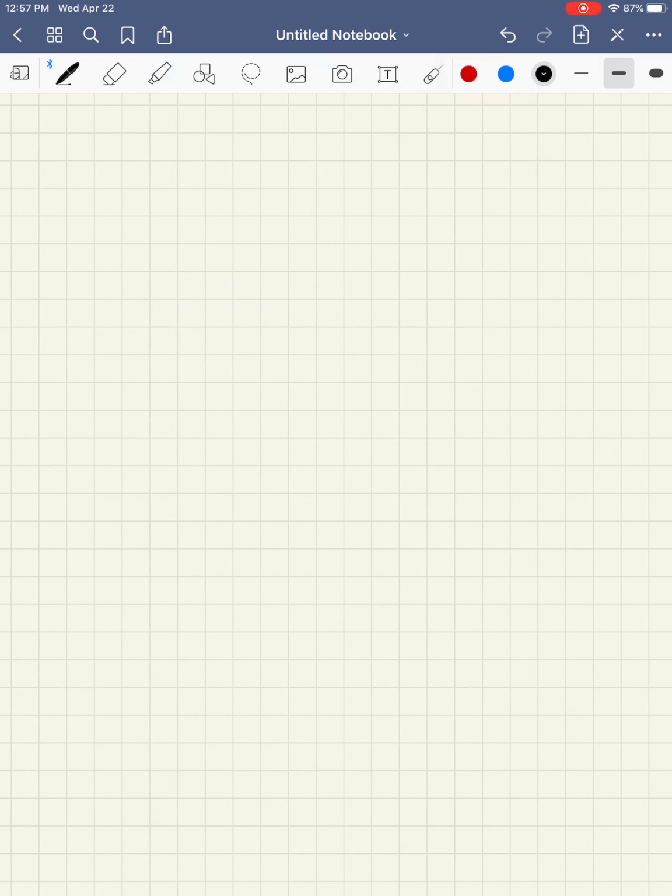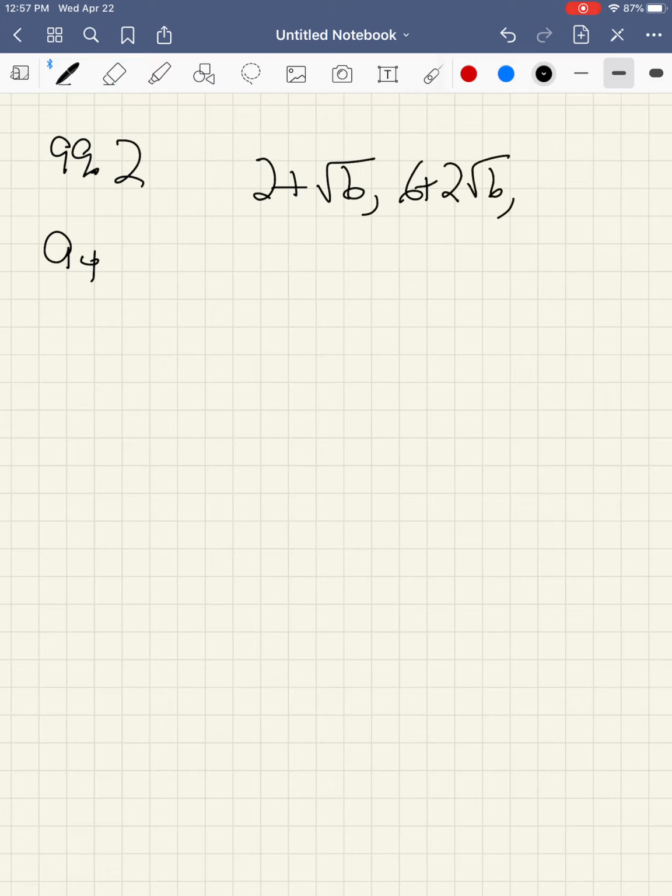Okay, the next one says find the 4th term. So we're looking for A4 in a geometric progression that begins 2 plus square root of 6, 6 plus 2 square root of 6, 12 plus 6 square root of 6, and so on. Important part is it's geometric. So we know that A4 will be A1 times r to the 3rd. And we also know that A1 is 2 plus square root of 6.